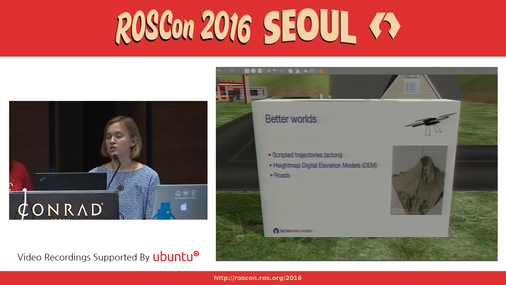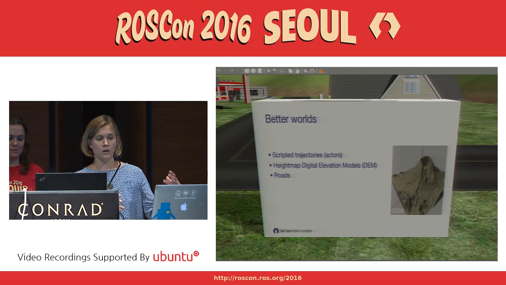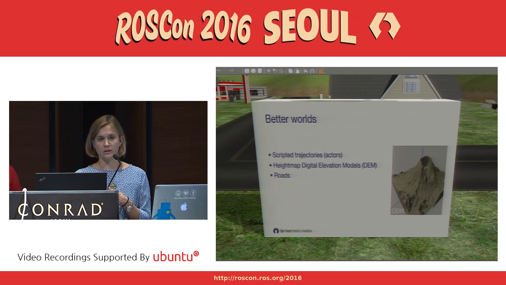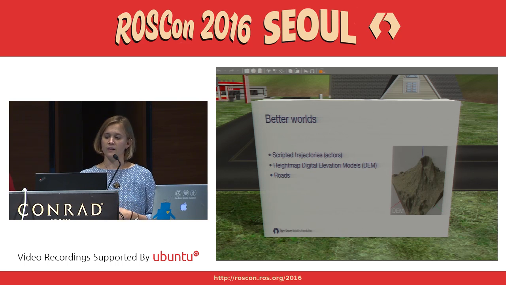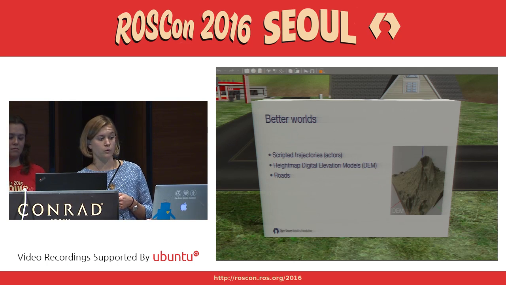We have support for height map digital elevation models, and this is really useful if you're interested in a very particular piece of terrain in the real world. So there's a tutorial online that'll show you how to cut out that terrain and import it into Gazebo to use in your simulation world. And the image you see up there is a screenshot of Mount St. Helens, and we use that in a Gazebo simulation. If you're interested in autonomous vehicles, it's also easier now to add roads to your worlds.